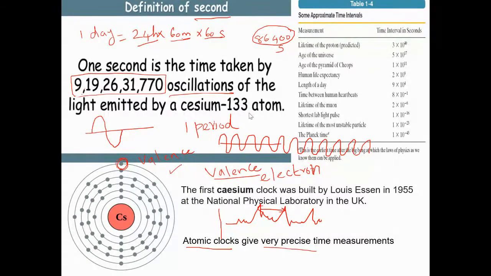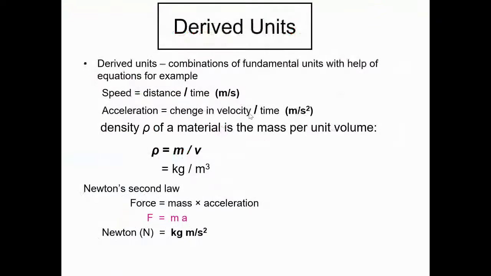919263177. Just imagine, it is an unimaginable oscillation. A single cesium atom will give this much oscillation, and that is counted as this many oscillations in 1 second. Clear? Yes, clear.